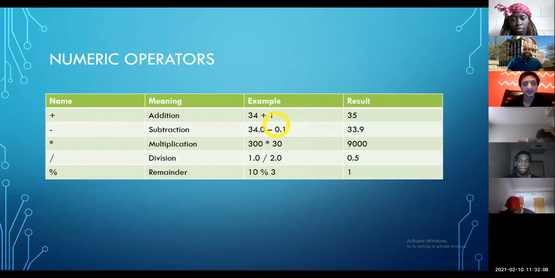So with numbers, obviously, you can add them, subtract them, multiply, divide, and then you can get the remainder of something. In coding, that's called the modulo, but basically it's the remainder. So if I do 10 modulo 3, 3 goes into 10 3 times, so the remainder is 1. Division, multiplication, subtraction, addition, all of those work as expected. There's nothing special about those.